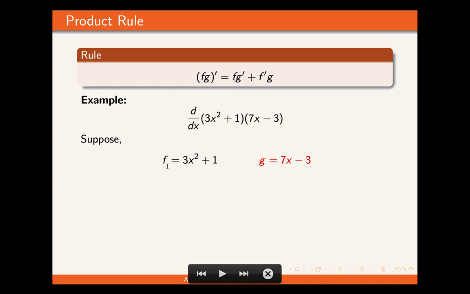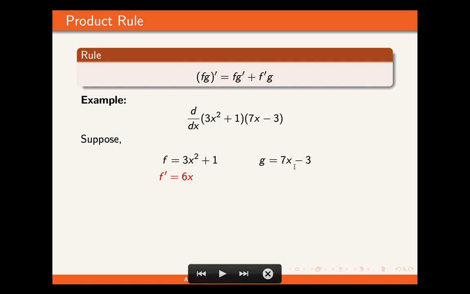So let's find the derivative of f and derivative of g. So what is the derivative of f? Derivative of f will be 6x, right? By using the constant multiple rule, we can take 3 out, and then derivative of x squared with respect to x will be 2x, right, by the power rule. So 2x times 3 will be 6x, and derivative of 1 with respect to x will be 0. Why is that? Because of the constant rule. So we just have 6x here.